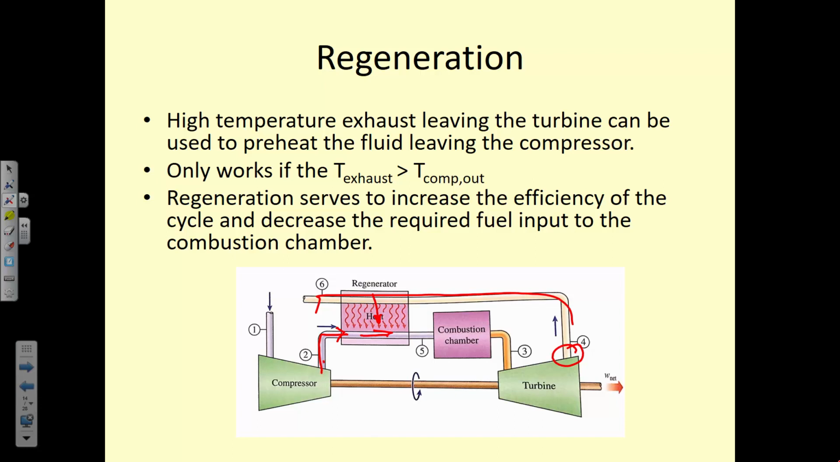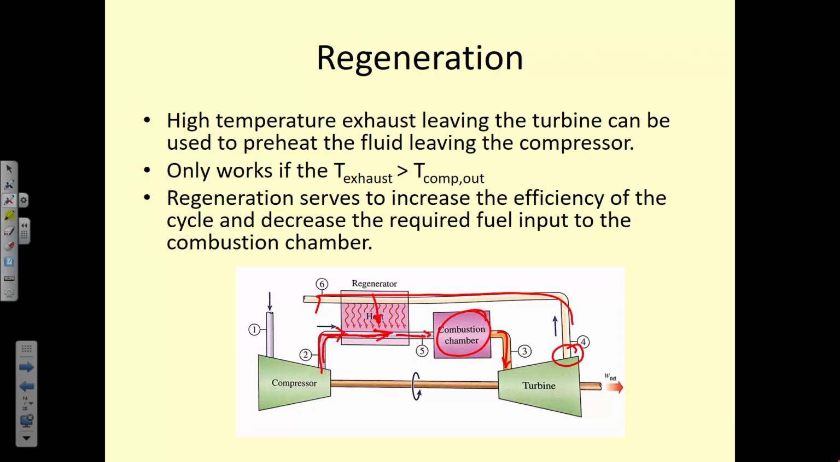and we're just preheating this compressor exhaust, you might say, before it goes into the combustion chamber, so that we require less fuel from our combustion chamber in order to increase the temperature before it goes into the turbine. So, although we have turbines and compressors that aren't acting ideally, we can modify our cycle or modify our system to try to improve the total overall efficiency of this gas turbine cycle.